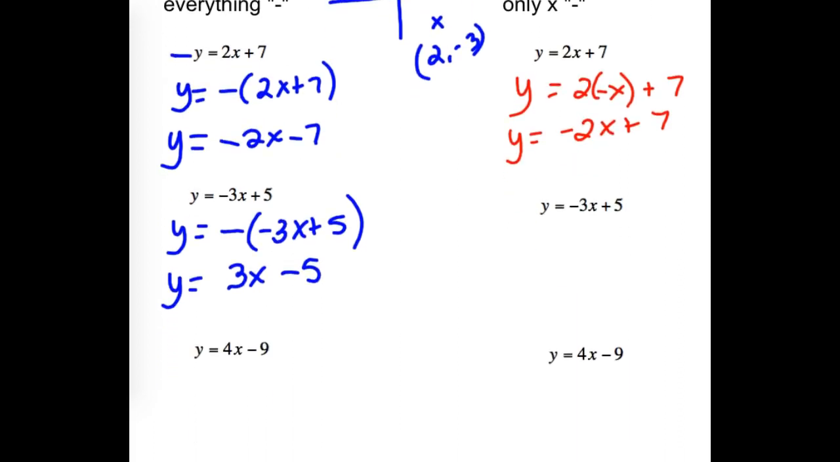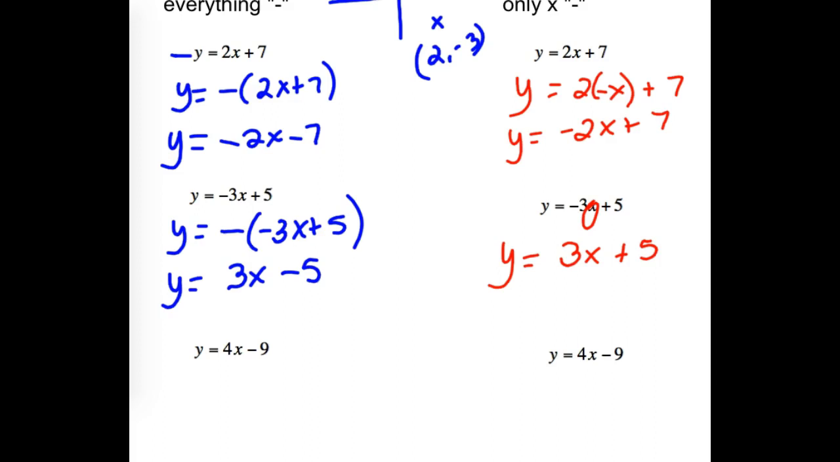Let's try another one. So for this one, y equals negative 3x plus 5. All I am going to do is change that x to be its opposite. So I'm going to end up with y equals what? So a positive 3x. Okay, so my x term changes. Questions about that?